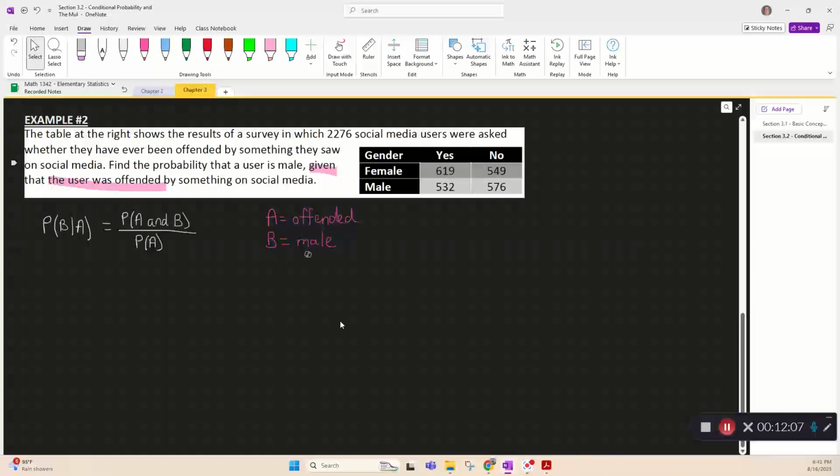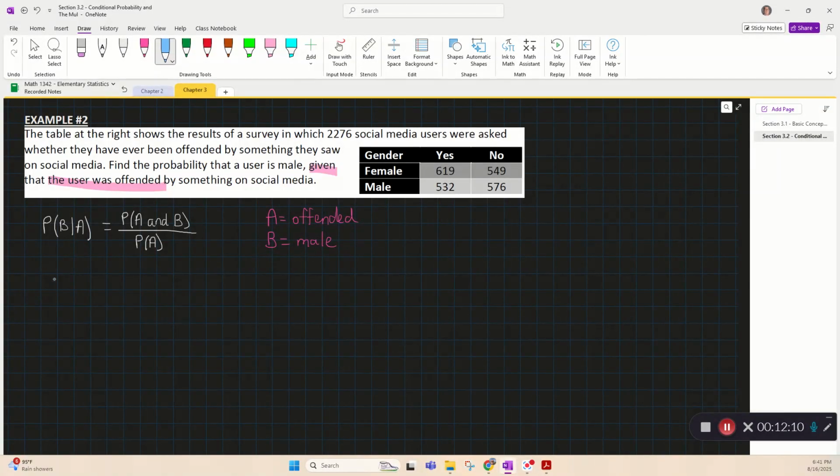Okay, so what does this look like in action? Well, I want the probability of offended. No, I don't. What did I say B was? I said B was male. I want the probability of male given offended. I'm just going to say "off" instead of offended. Okay, so I need the probability of male and offended over the probability of offended.